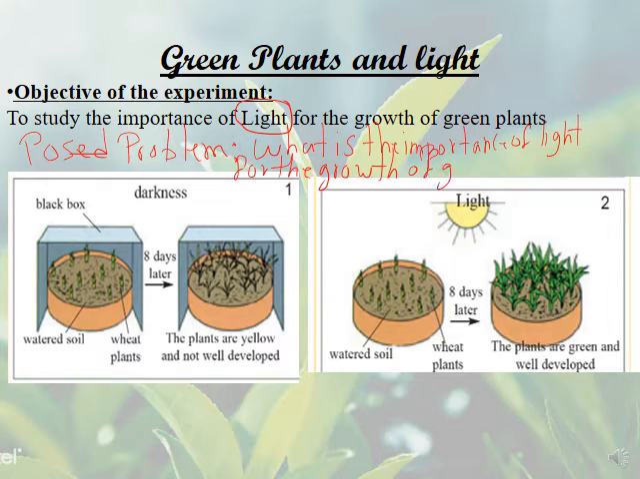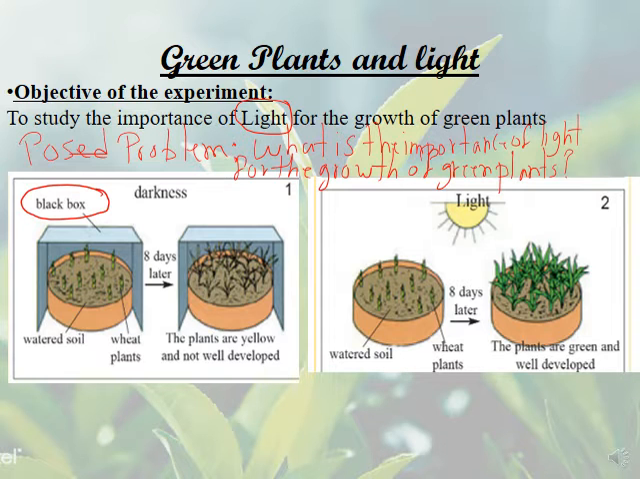Okay, and don't forget to put the question. As you see, the aim and the problem, they are very close to each other. Here we have 2 plants, 1 and 2. One that's placed in darkness, and 2 that's placed in the presence of sunlight, so they cover it with a black box that prevents the light from reaching the plant.